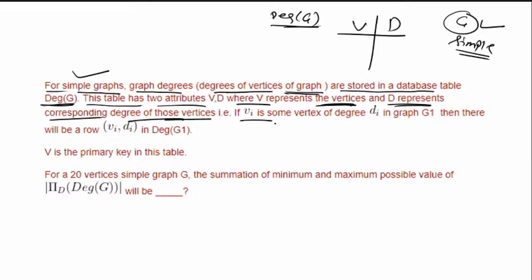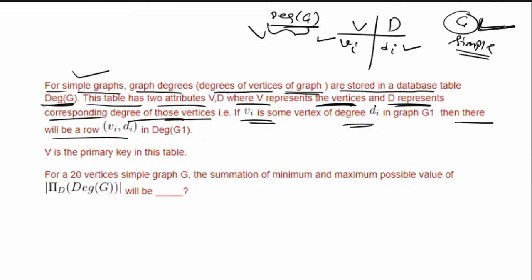For example, if Vi is some vertex of degree Di, then you will have the row Vi comma Di. Basically, we are putting all the vertices and their degrees: V1 comma D1, V2 comma D2, and so on. So this is how we are making a relational table from a graph.